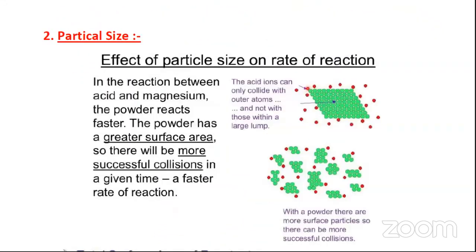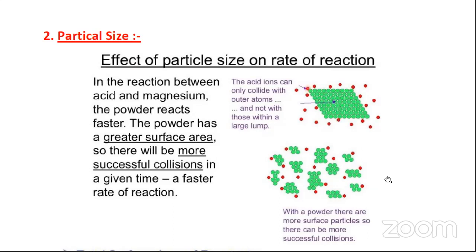Now, the next factor is particle size. Look at this diagram carefully. Here, this is the reaction between acid molecules and magnesium foil. This is the magnesium foil, and these red dots represent the acid molecules. Now, in the next diagram, the one below, this is the powder of magnesium.